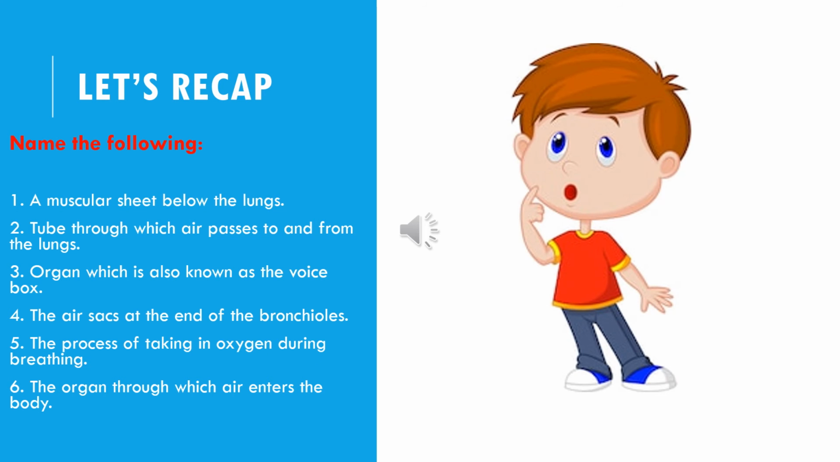Let's do a quick recap. Let's try and name the following: a muscular sheet below the lungs, tube through which air passes to and from the lungs, organ which is also known as the voice box, the air sacs at the end of the bronchioles, the process of taking in oxygen during breathing, the organ through which air enters the body.